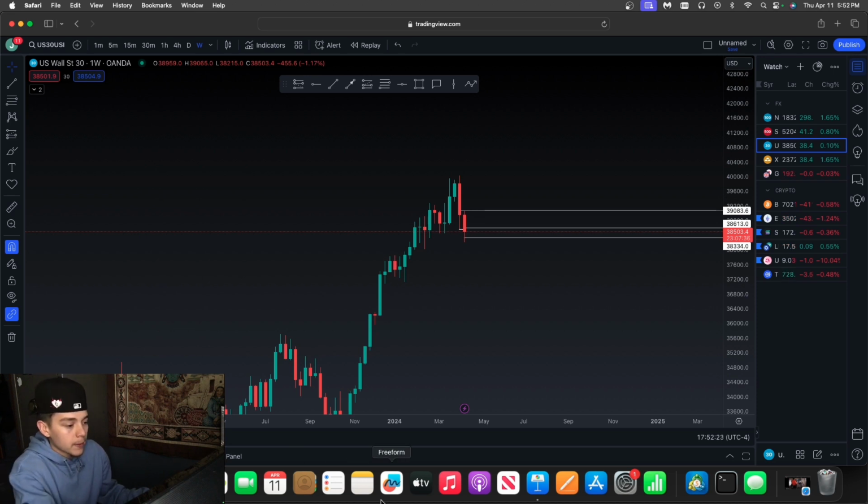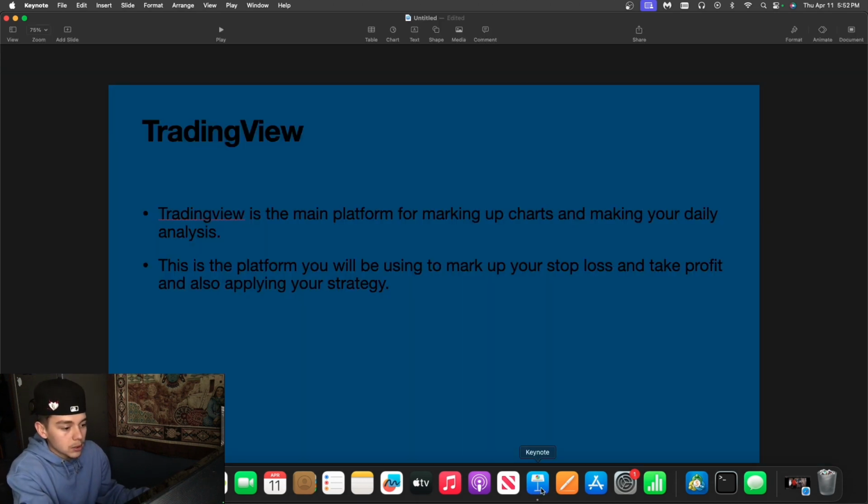This is the platform you'll be using for your markups. You'll be using it to mark up your stop loss and take profit, and also to apply your strategy, like I said.